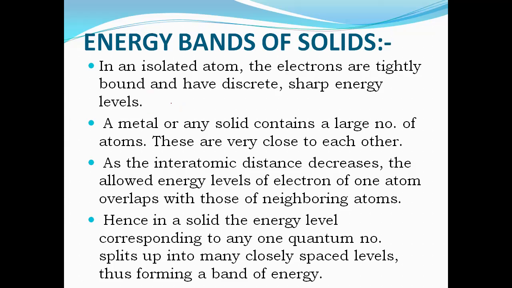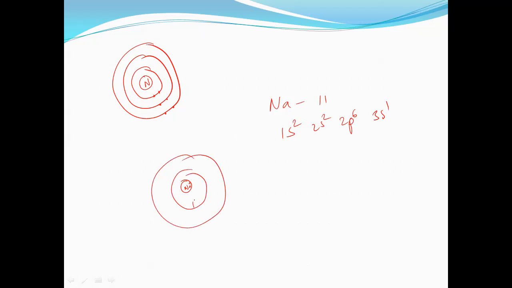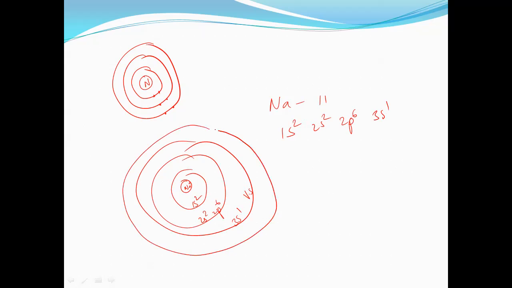thus forming bands of energy. Suppose you take two sodium atoms. Sodium has atomic number 11, with the electronic configuration 1s2, 2s2, 2p6, 3s1. Now, when you draw the atomic structure of sodium, this is the sodium nucleus surrounded by 1s2 electrons, 2s2, 2p6 electrons in the second shell, and the 3s1 electron in the third shell. Since it is a valency electron, this shell is called the valency shell, and the outermost shell around the valency shell is called the conduction shell.